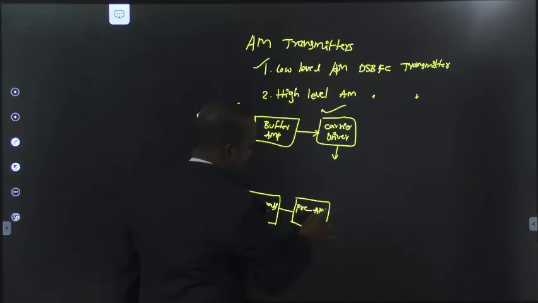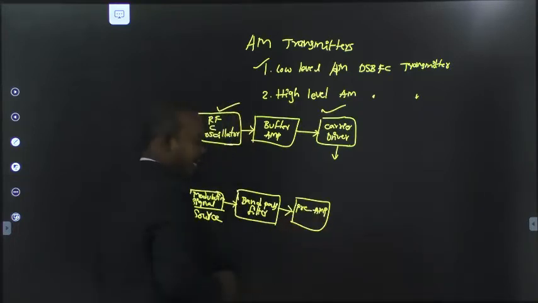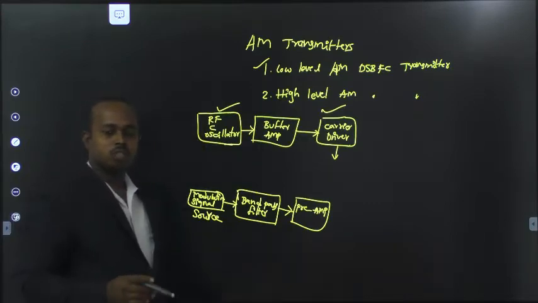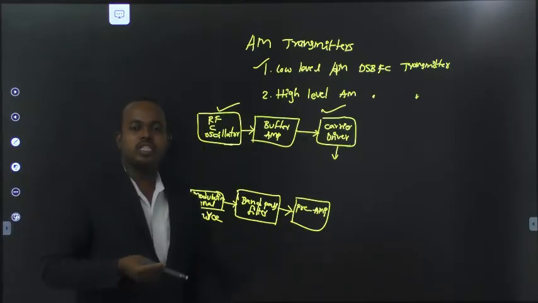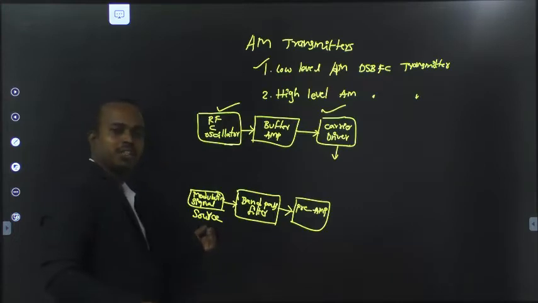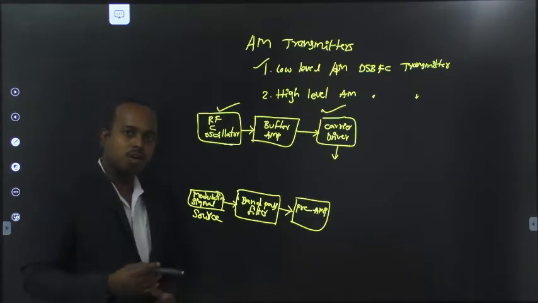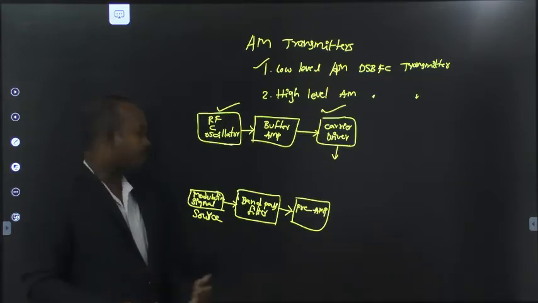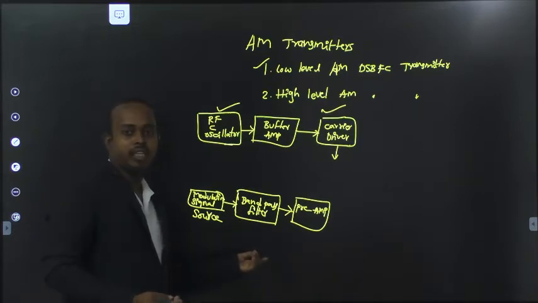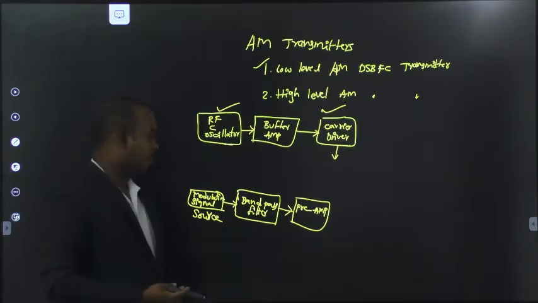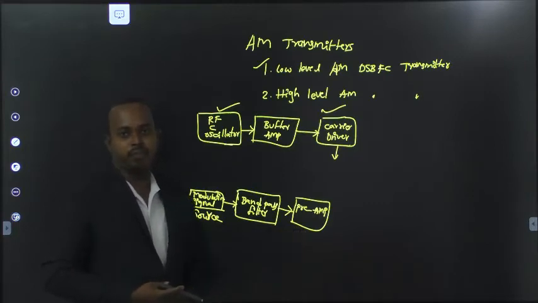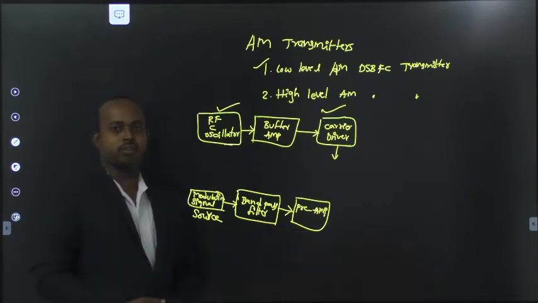Pre-amplifier. The pre-amplifier slightly increases the strength of the modulating signal. The modulating signal we transmitted through the band pass filter, that quantity is increased by using the pre-amplifier. A little bit of quantity can be increased.